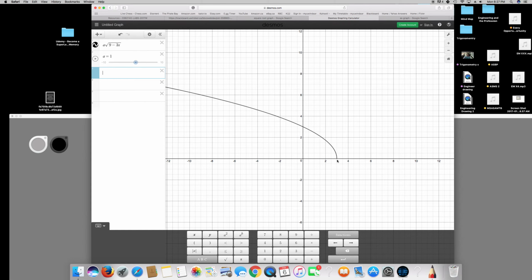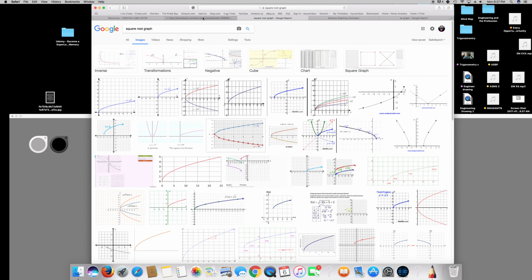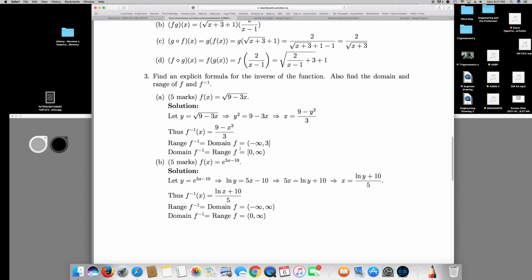From this you can find the domain. The domain is going to be what? x is going from 3 to negative infinity. Like negative infinity to 3, the domain is going to be. And the range, if you see, is stopping at 0. The range is going to be positive, so it's going to be starting from 0 to positive infinity. So that's our range, 0 to positive infinity, and the domain is going to be negative infinity to 3.